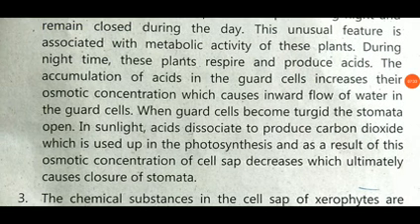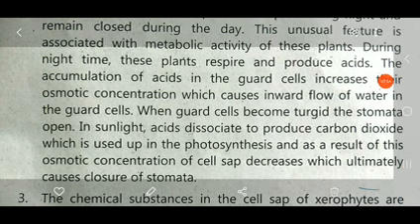When sunlight comes during the day, the malic acid is converted into phosphoenol pyruvate. In sunlight, acid dissociates to produce carbon dioxide, and this carbon dioxide is again used for the photosynthesis process. As a result, the osmotic concentration of the cell sap decreases, which ultimately causes closure of the stomata.